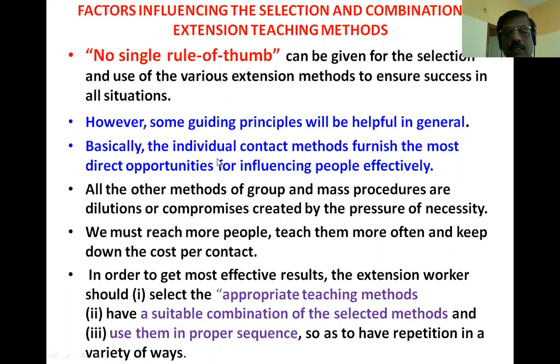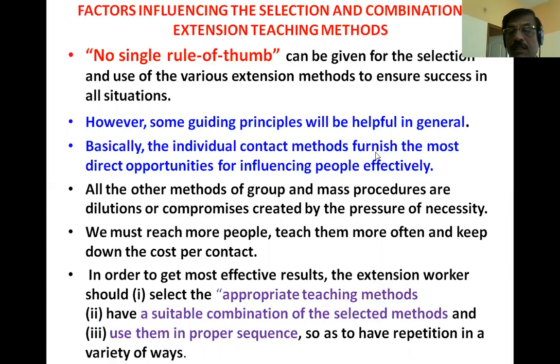Basically, the individual contact methods furnish the most direct opportunity for influencing the people effectively. Individual contact methods like farm and home visits, method demonstration, result demonstration, give the opportunity to influence the people directly. But they are very costly methods, and it is very difficult to reach a large number of people. They are very effective in influencing the farmers, but they are very costly.